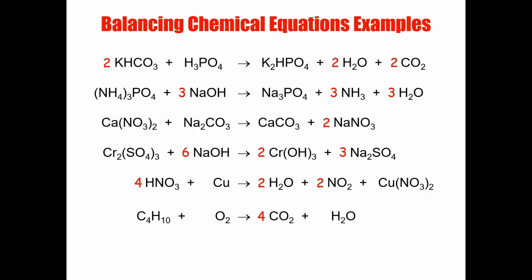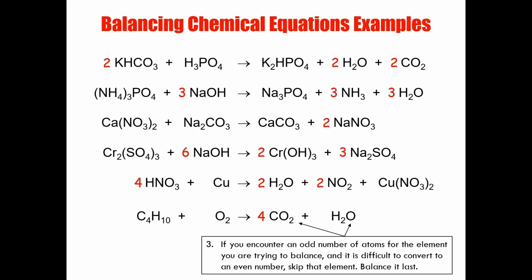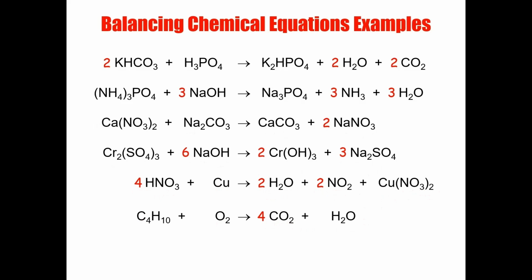I'm going to skip that, and the reason why is because of rule number 3. And so just to remind you, rule number 3 states that if you encounter an odd number of atoms for an element that you are trying to balance, and it is difficult to convert to an even number, you skip that element and balance it last. And so because I have 9 oxygen on this side and I have 2 on this side, I'm just going to skip the oxygen. So I'm going to go directly back to the beginning. So I finished my carbon. Now I have 10 hydrogen and I have 2 hydrogen here.